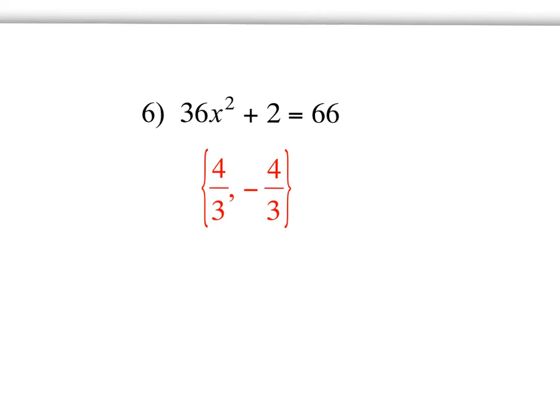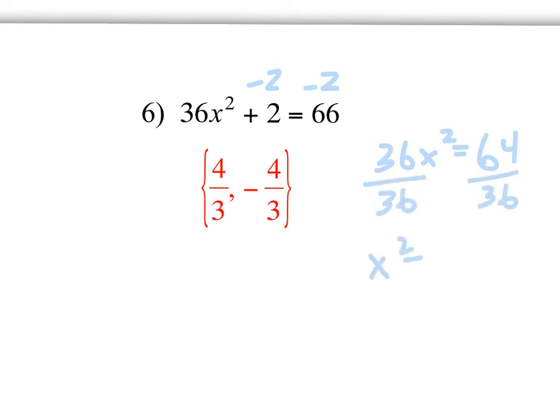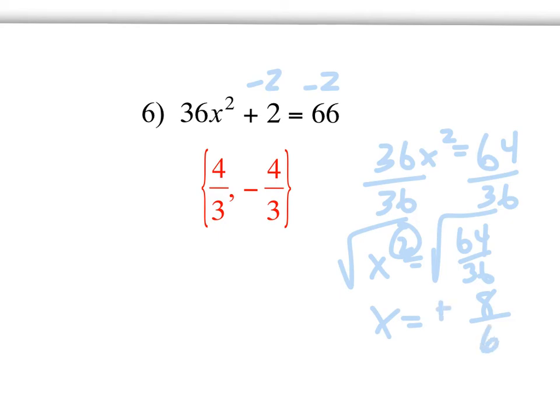Number 6, same thing. You got to move this 2 over by subtracting it. Now we're going to have 36x squared equals 64. We're going to divide both sides by 36. X squared equals 64 over 36. We want to get rid of the 2 by taking the square root. X equals, well, the square root of 64 is 8. The square root of 36 is 6. And I have my plus or minus.